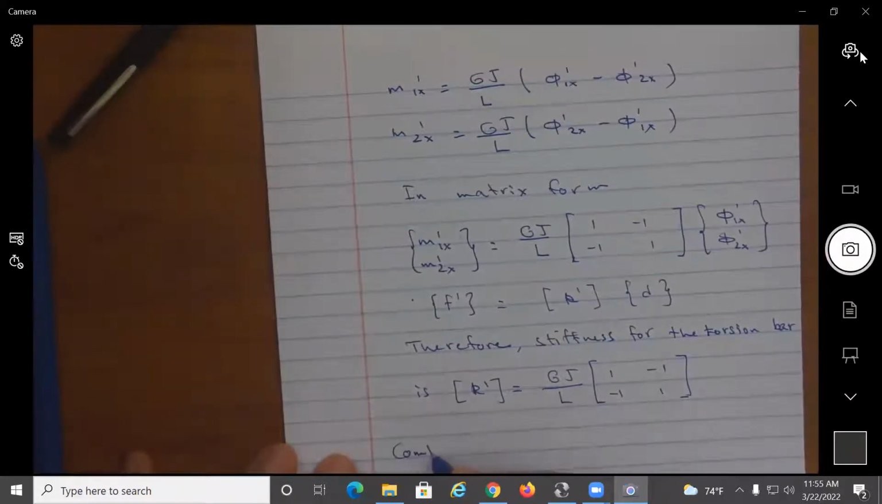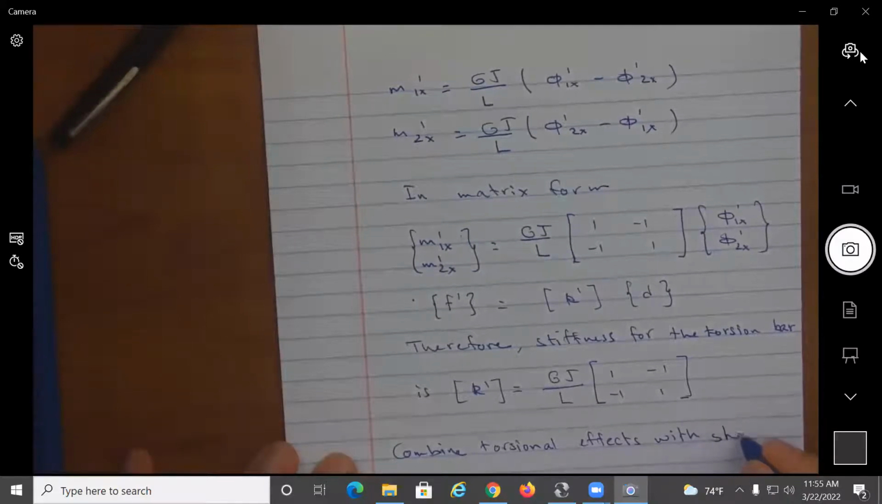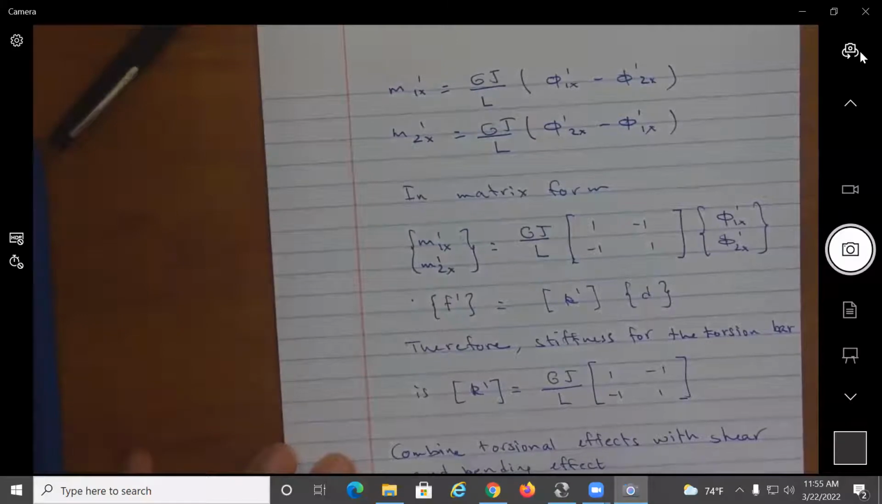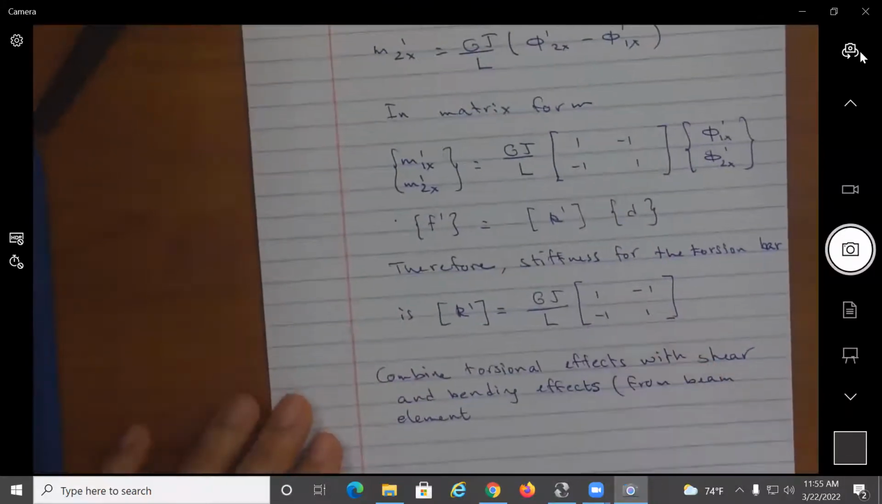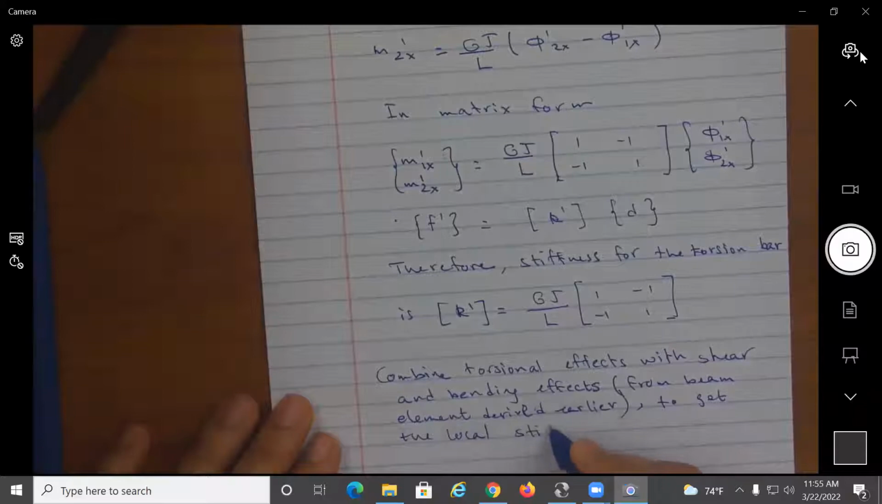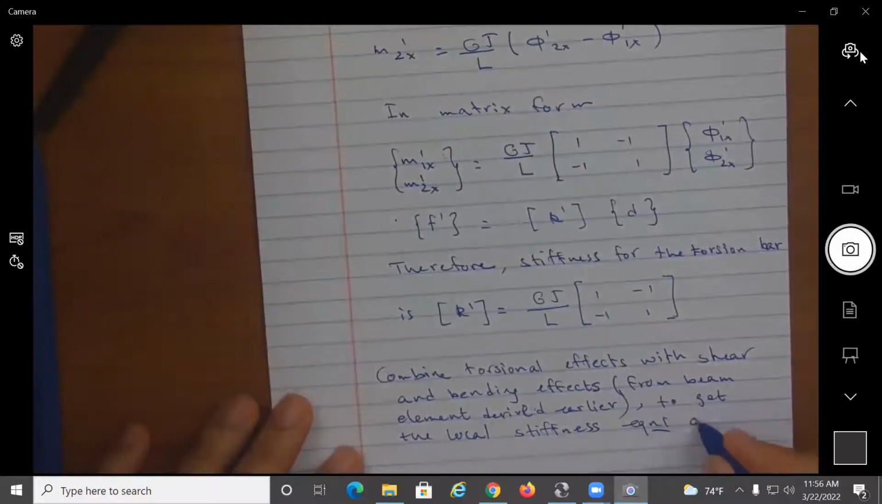Next, we are going to combine the torsional effects with the shear and bending effects, and these are from the beam element that we derived earlier, to get the local stiffness equations of a grid element.